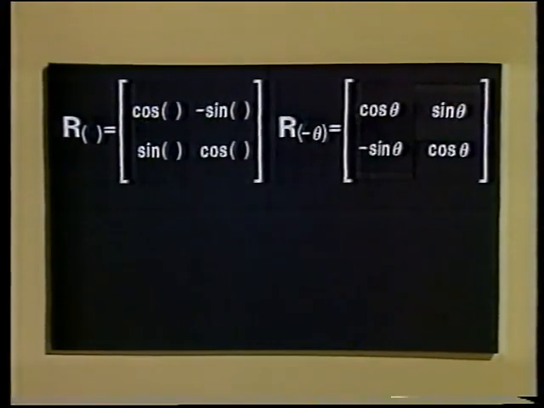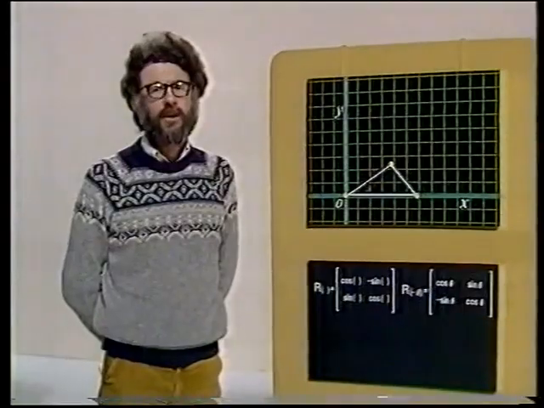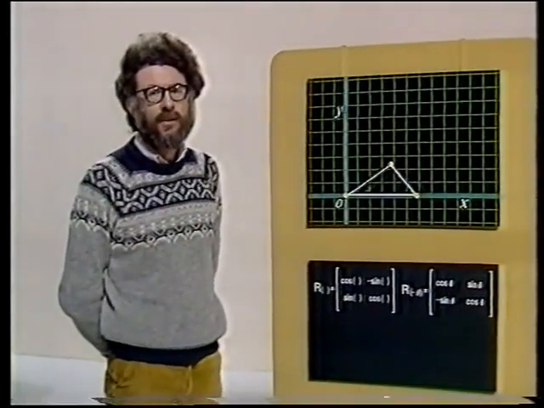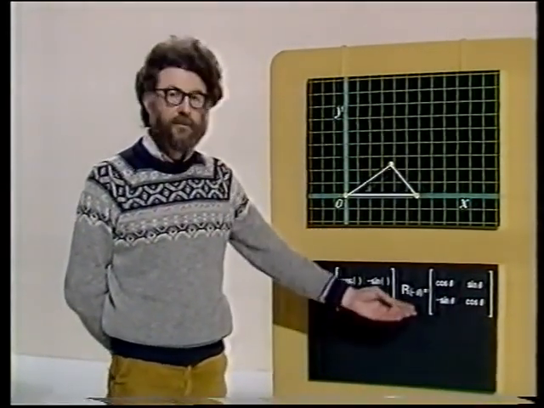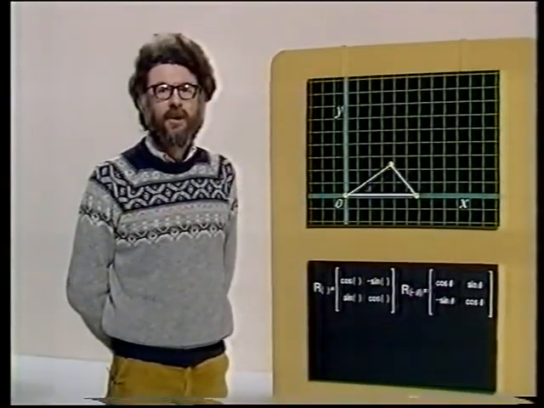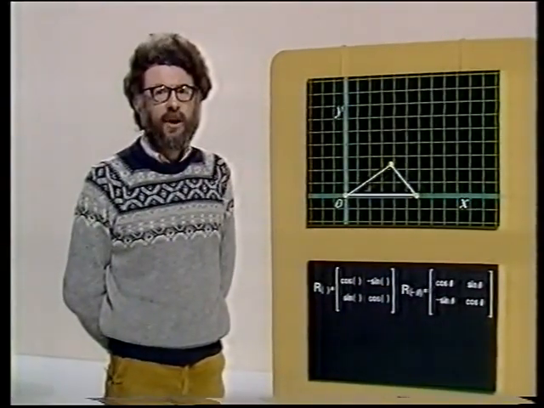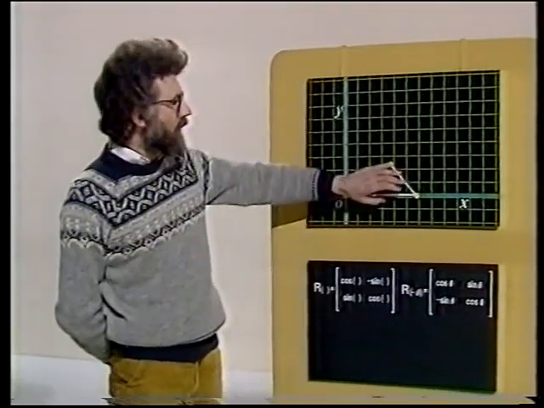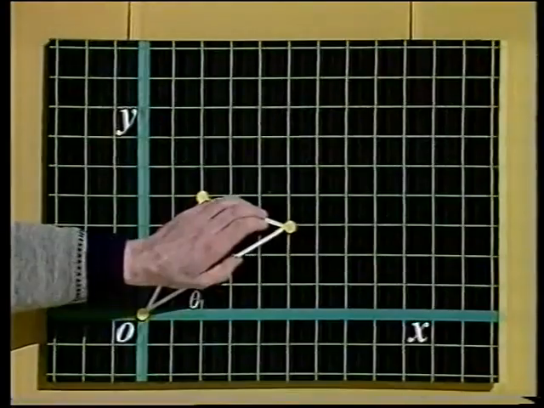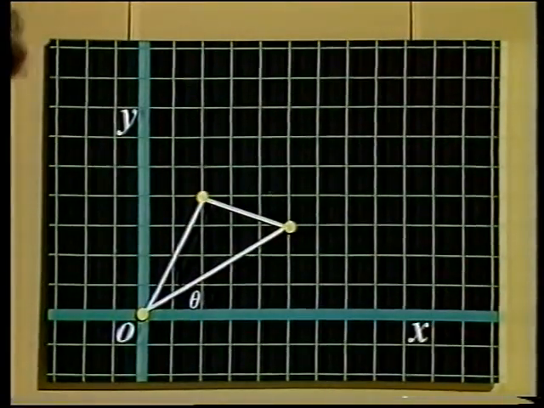So in principle, that's the matrix we need. And we apply it to the coordinates of the vertices we get after the translation. That will give us the coordinates of the vertices in their final position. Now the next stage is to find the values of sine theta and cos theta and enter them here. So let's now calculate these. To help us to do that, first of all, I'll put in a construction line here.